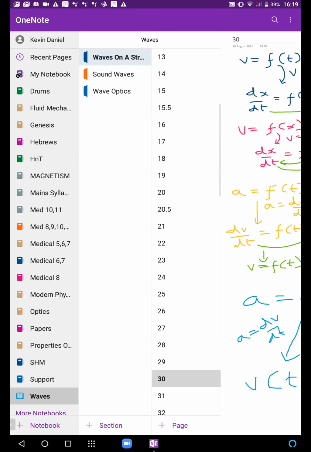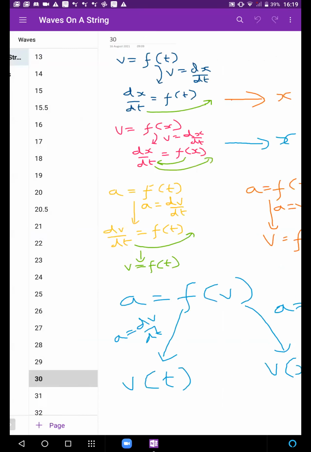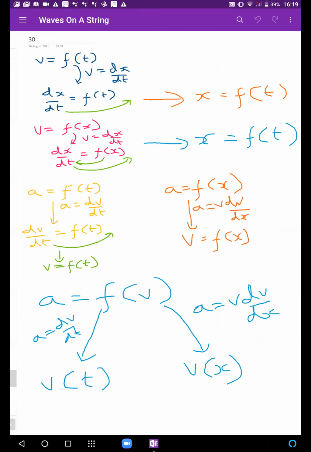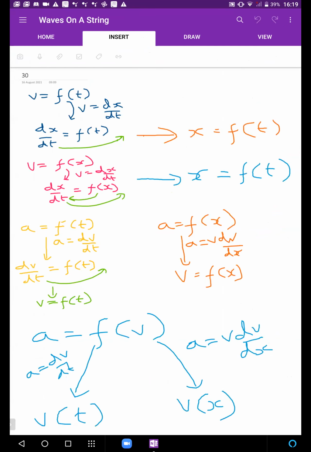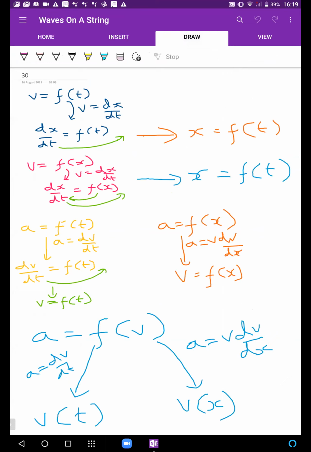Okay, I think this page is just a summary of how to choose different differential equations. So since we are here, let me remind you once. If you have velocity as a function of time, then you have no choice but to use v is dx by dt, and that'll give you dx by dt as a function of time, which will give you x as a function of time. Okay, that's how you get x. That's how you integrate that.